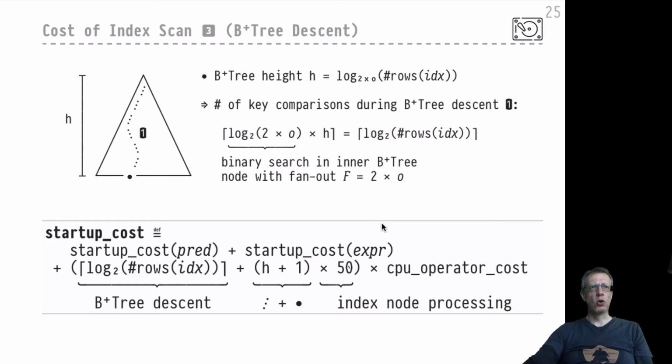All right, so first phase, the B+tree descent, which actually defines the startup cost of index scan. The descent through the B+tree will be influenced by the height of the B+tree, and the height of the B+tree is correlated with the number of rows stored inside the B+tree, the number of index entries that we want to store there.